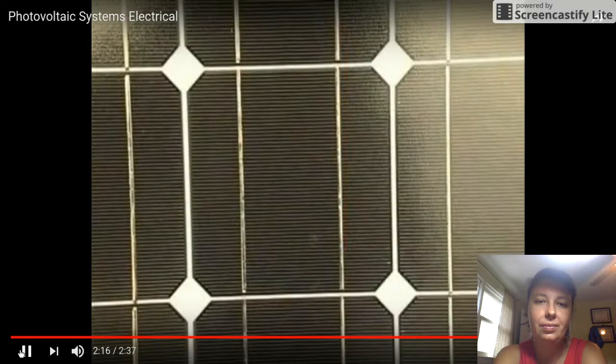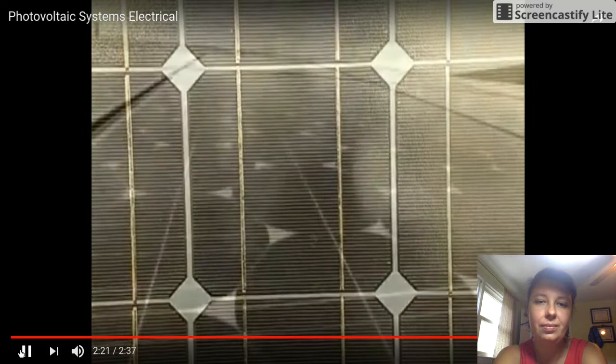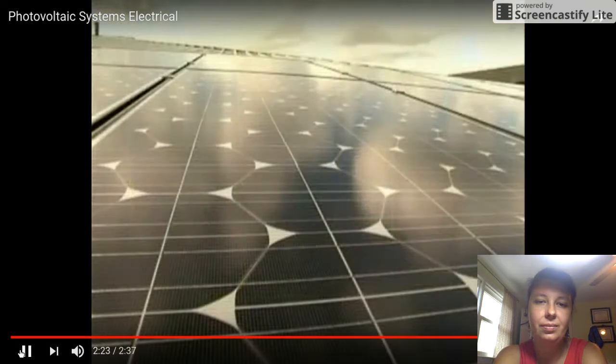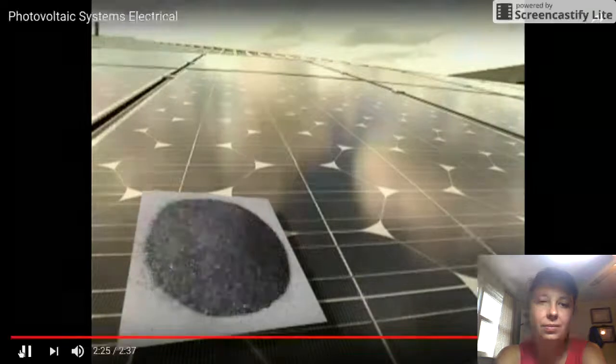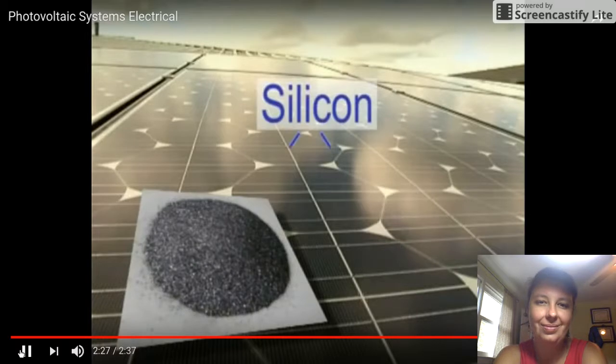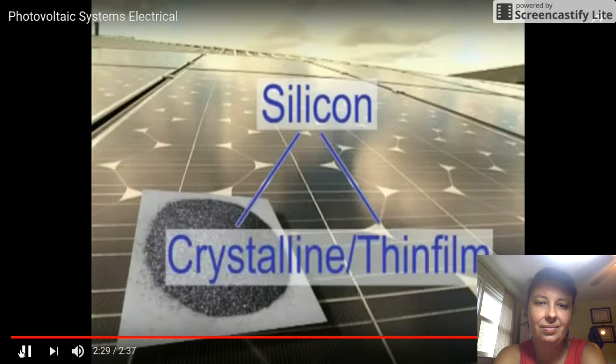The construction materials of a PV cell determine how effective it is in different light conditions, and also how expensive they are to produce. The most common form of PV cells are manufactured from silicon and are either classified as a form of crystalline, thin film, or a combination of these two technologies.